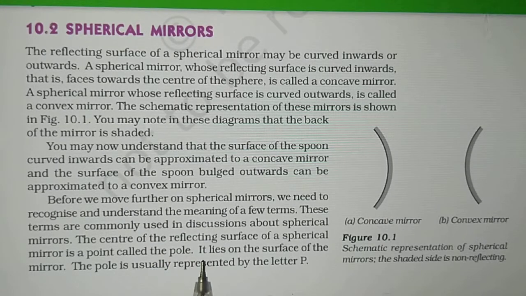The center of the reflecting surface of a spherical mirror is a point called the pole. It lies on the surface of the mirror. The pole is usually represented by the letter P.